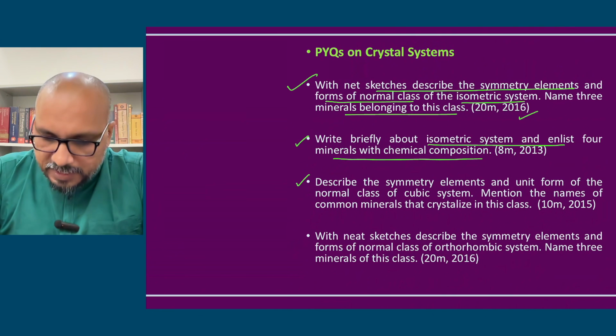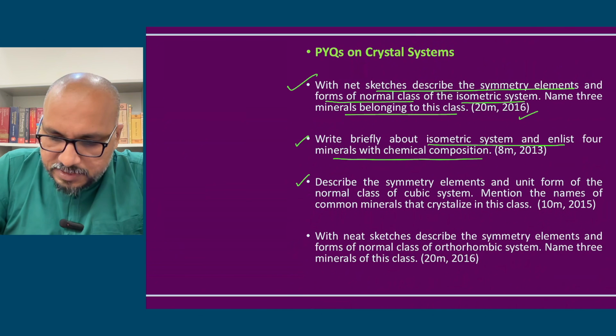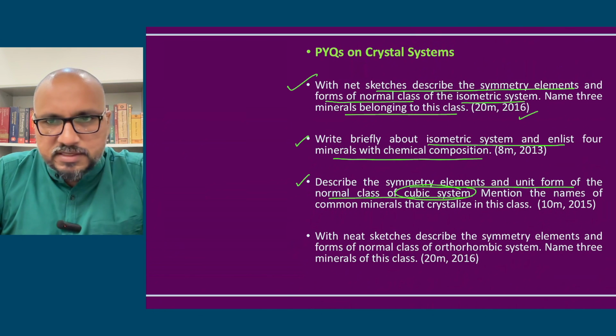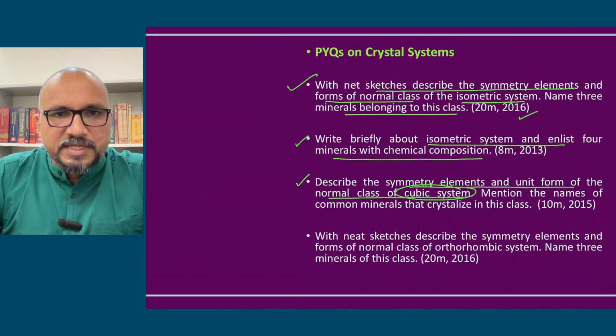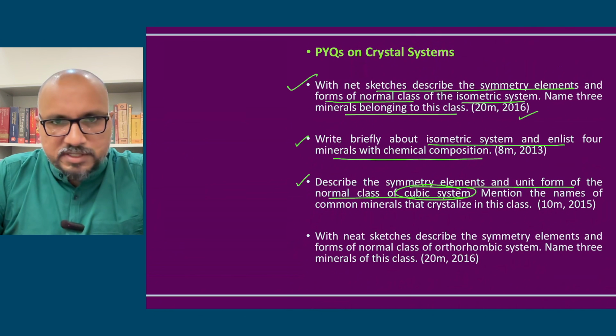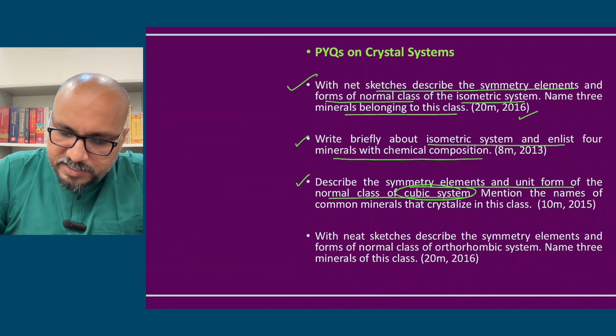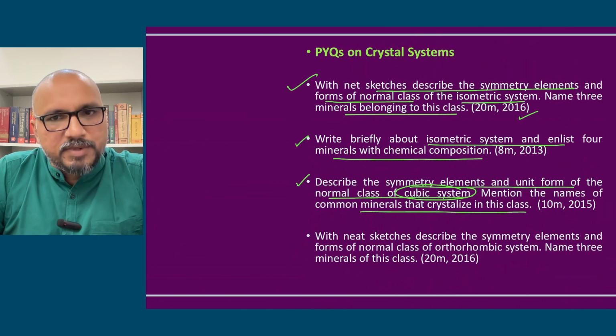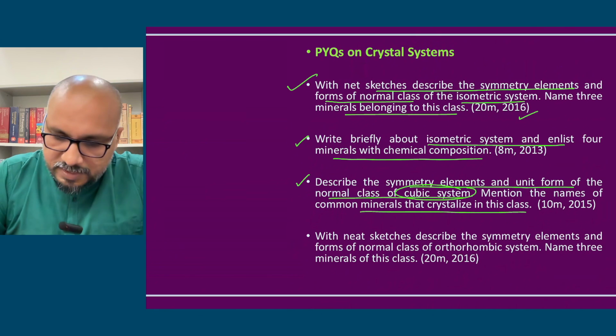Now let us look at another question. Describe symmetry elements and unit form of the normal class of cubic system. So the same isometric system here, only the name has been changed. Isometric system or cubic system is the same. Then mention the names of common minerals that crystallize under this system. This was asked for 10 marks. The same question can be asked for 20 marks, and also it can be asked for 8 marks or 10 marks. You should be prepared for that.